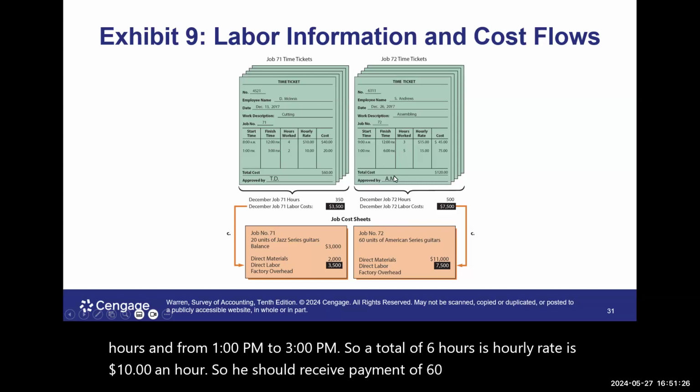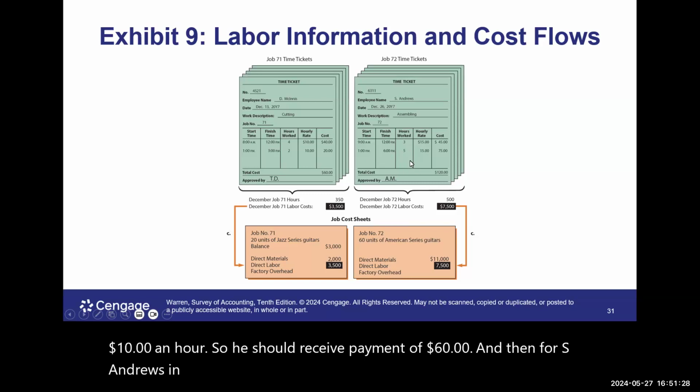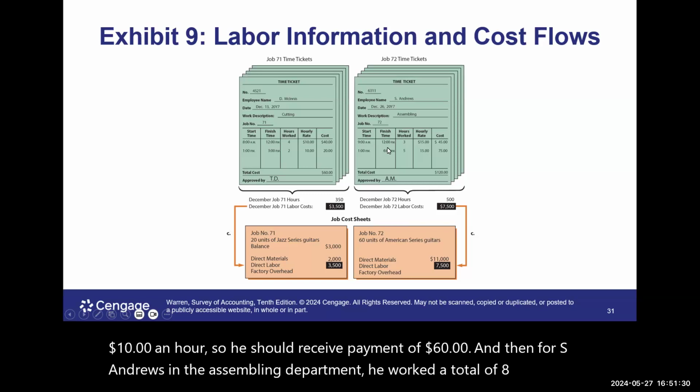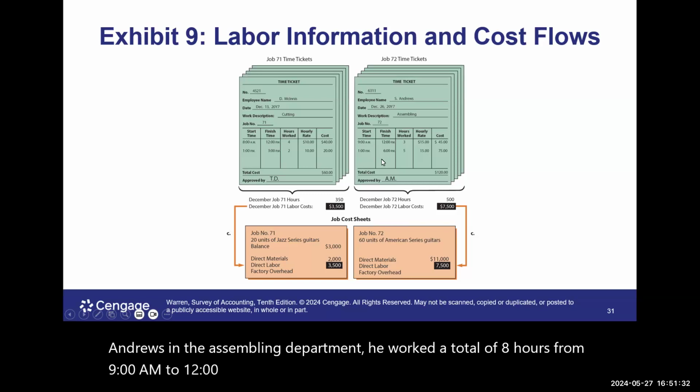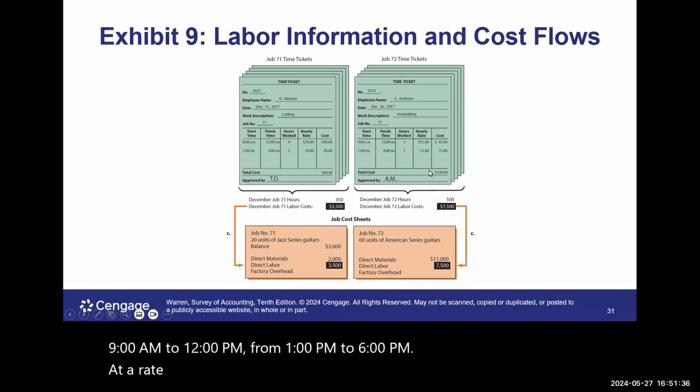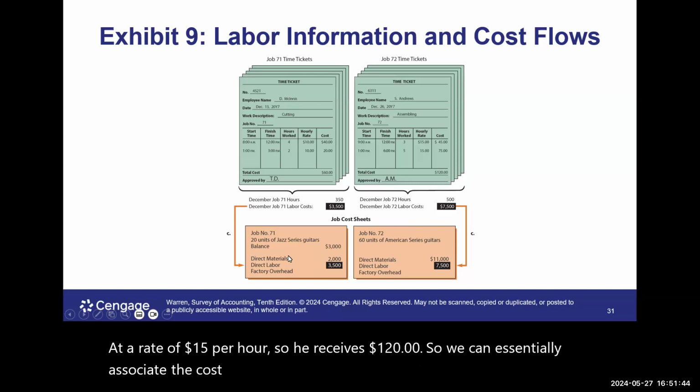And then for S. Andrews in the assembling department, he worked a total of 8 hours, from 9 a.m. to 12 p.m., from 1 p.m. to 6 p.m., at a rate of $15 per hour. So he receives $120. So we can essentially associate the cost, the labor, with the specific job.